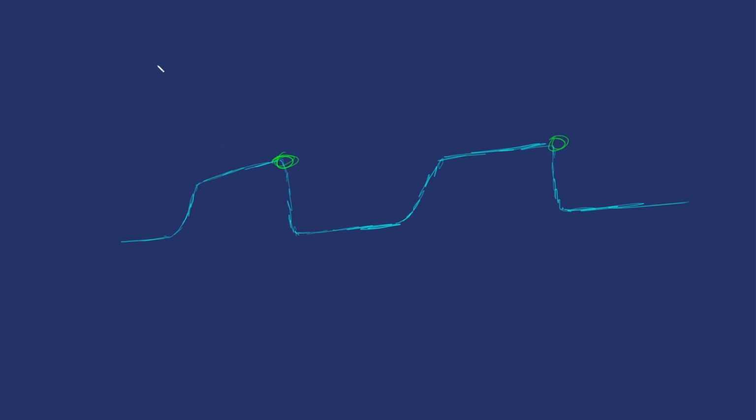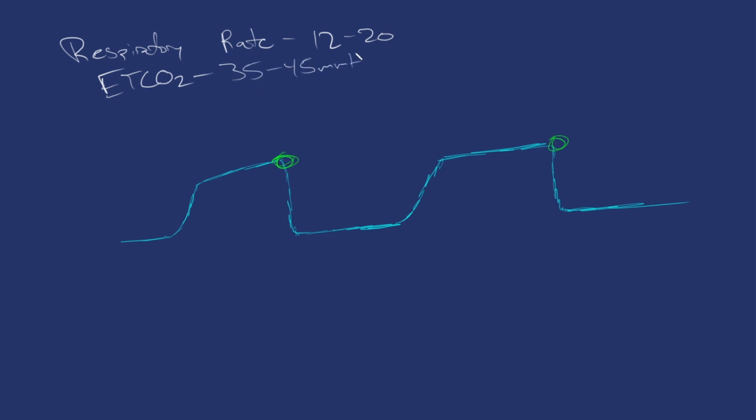So I'll write this down up here. So our normal respiratory rate is going to be that 12 to 20. And our EtCO2 is going to be 35 to 45 millimeters of mercury. Okay. So if we were to put a line here about that 35, 45 right here, is where that should lie in between, as long as we have a normal respiratory rate and nothing's really going on.